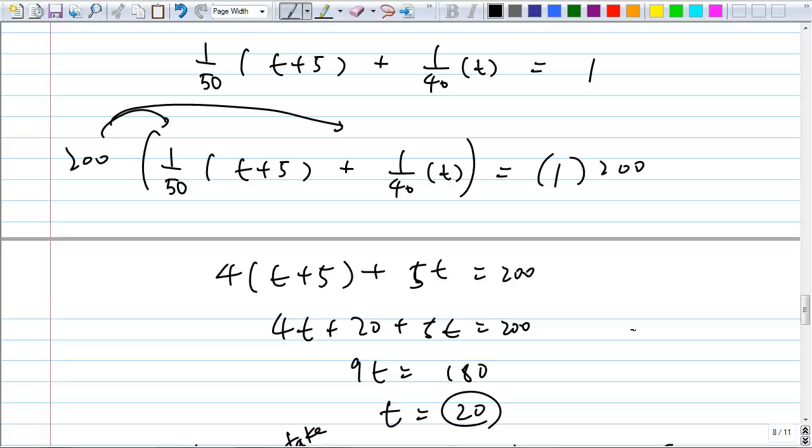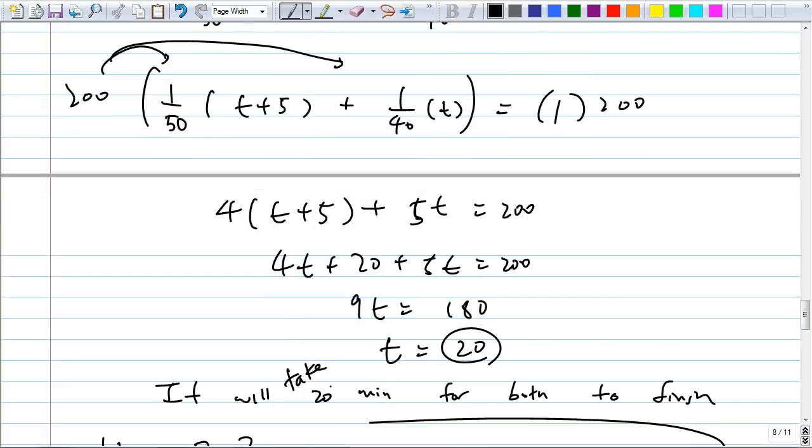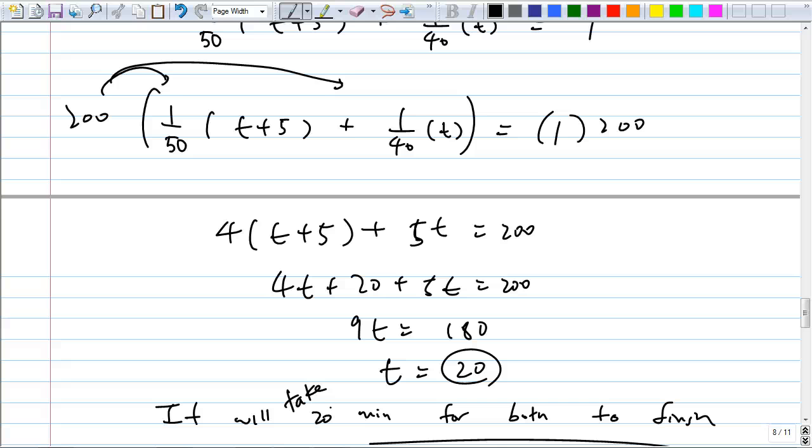How long will it take us to finish? Yeah, this is a time. It will take 20 minutes for both to finish, right? So how long did Jake work? 25 minutes, because remember he was working before me, 5 minutes, right? Then I joined him. So the time that we worked together was 20 minutes, even though Jake worked 25 minutes and I worked 20 minutes. Is that okay?